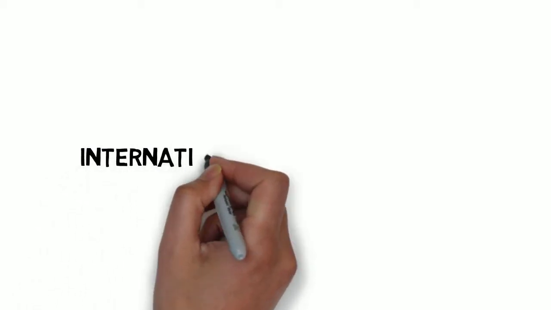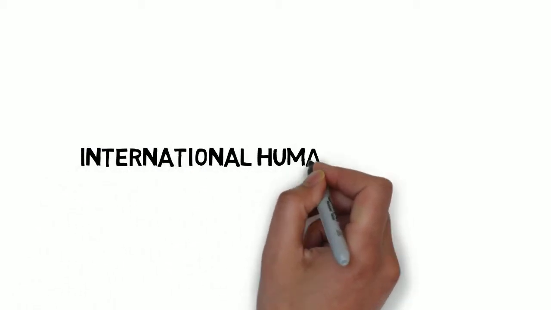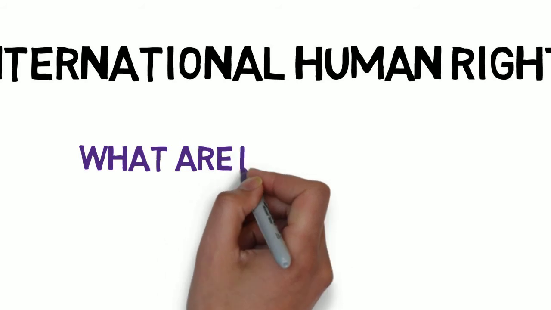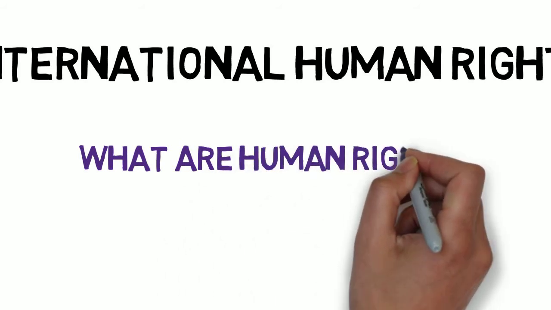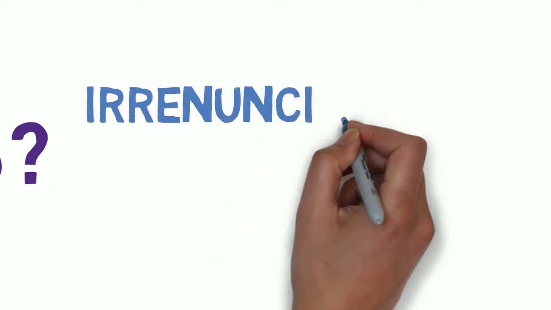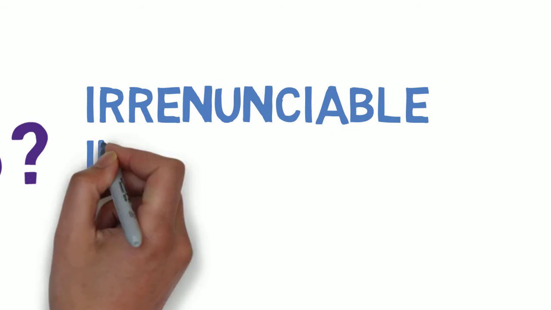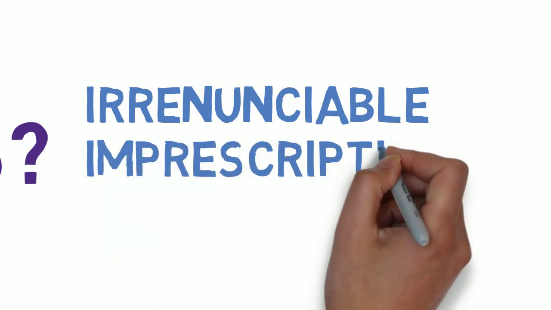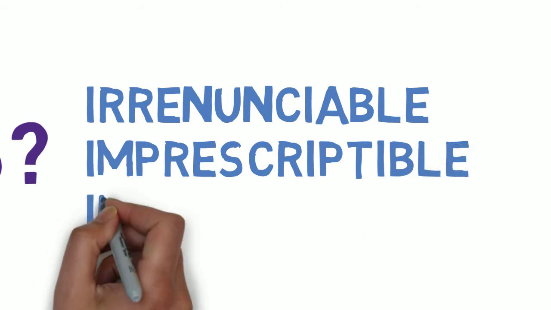In this video, we're going to speak about international human rights law. International human rights law can be defined as the international law that regulates human rights. So, what are human rights? Human rights can be defined through their characteristics: they are irrenunciable, imprescriptible, and inalienable. These characteristics are based on human dignity.